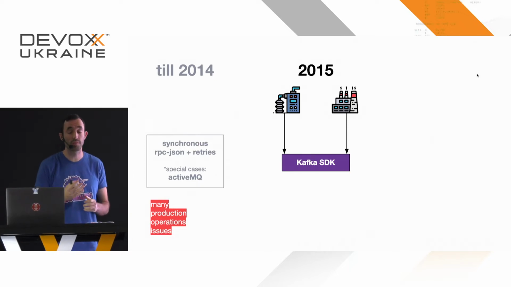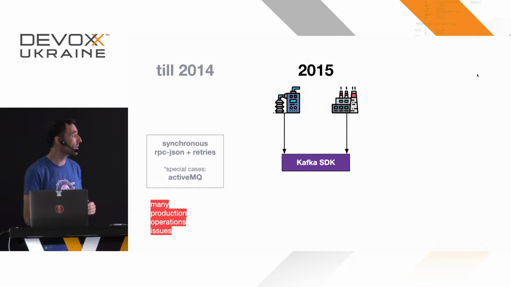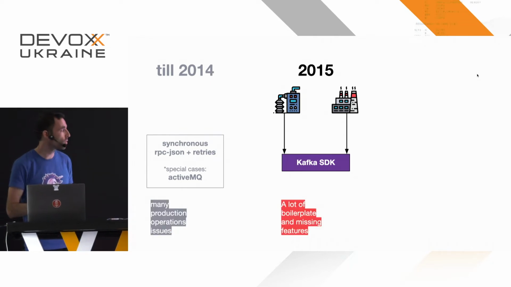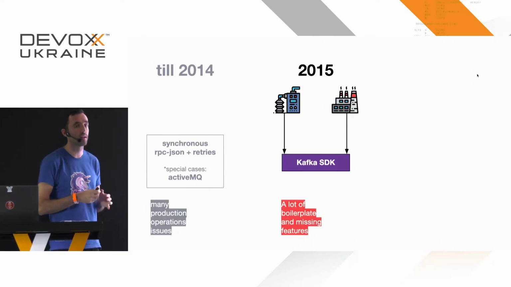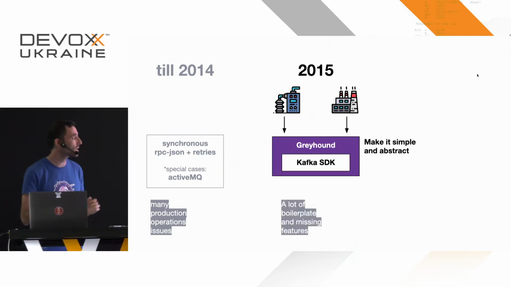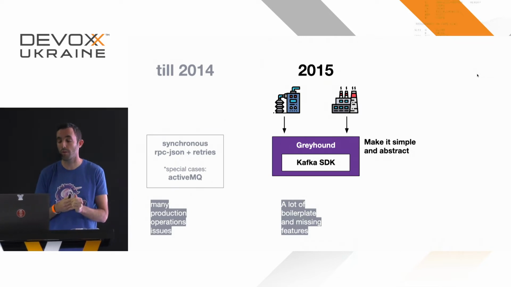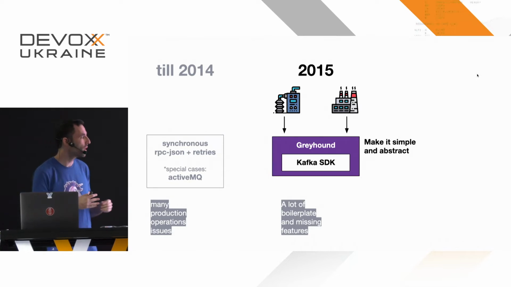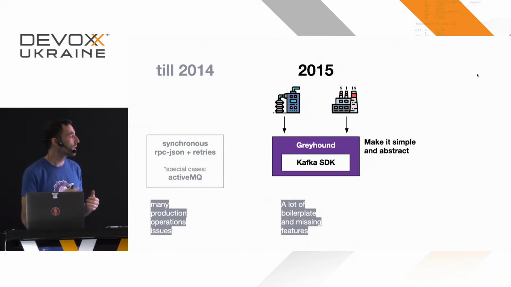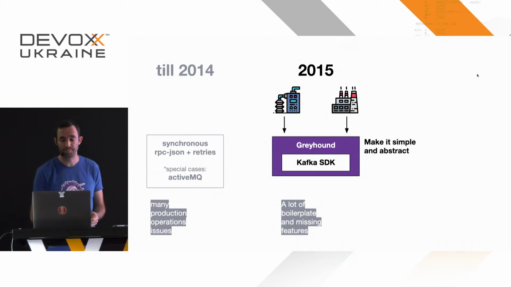So in 2015, we started looking at the Kafka SDK as an improvement to ActiveMQ. And we noticed that the SDK itself has a lot of boilerplate and missing features. So we decided to wrap the client Kafka SDK with our own wrapper and called it Greyhound, which made the life of our developers easier because it's a simpler API with a higher level of abstraction.